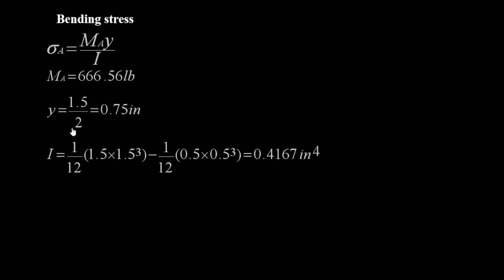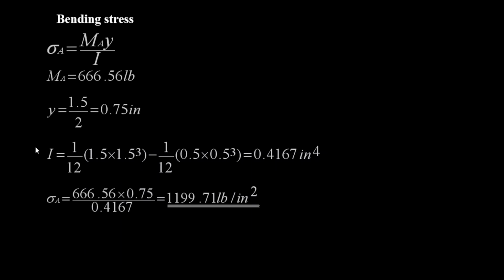And our moment of inertia, for rectangular or square objects, is going to be what? 1 over 12 BH cubed. We know our B and H are the same. That's why it's looking this way. But it's a hollow pipe, which means that the bigger moment of inertia minus the smaller is going to give us our total moment of inertia. We do that, we substitute the values, and we get our bending stress to be equal to 1199.71 pound force per inch squared.